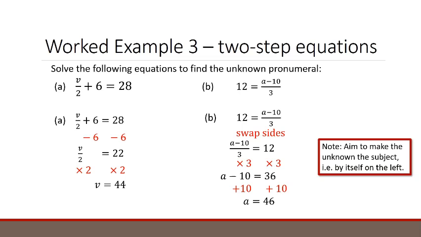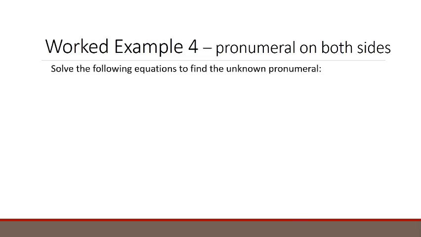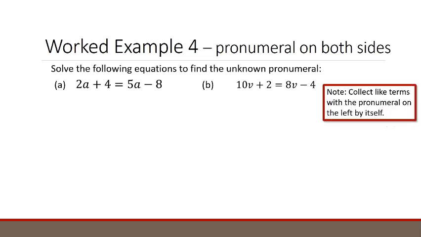These are two-step equations. Well, what happens if we have a pronumeral on both sides? Well, here's worked example 4. Again, we solve the following equations to find the unknown pronumeral. The first one, part A, says 2a plus 4 equals 5a minus 8. What we need to do is to collect like terms, those are the ones that have the same pronumeral, with the pronumeral on the left-hand side by itself.